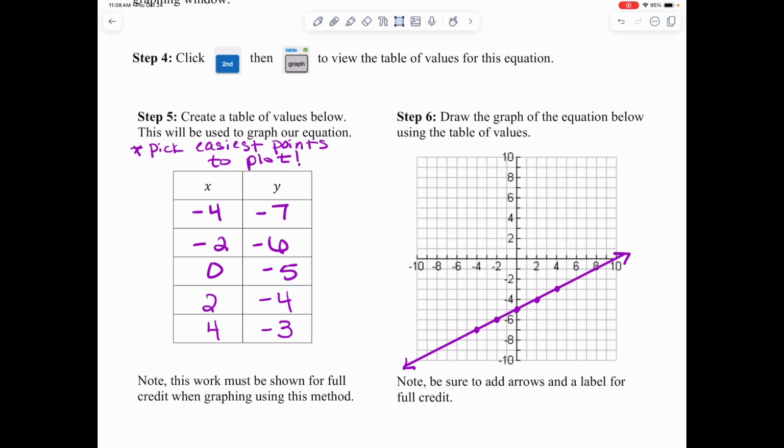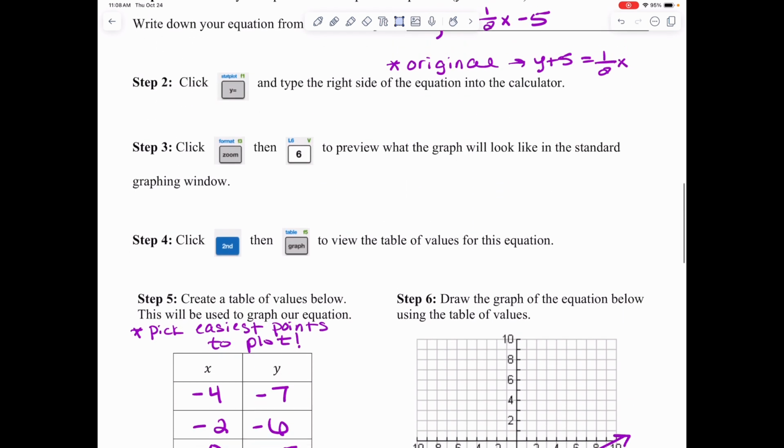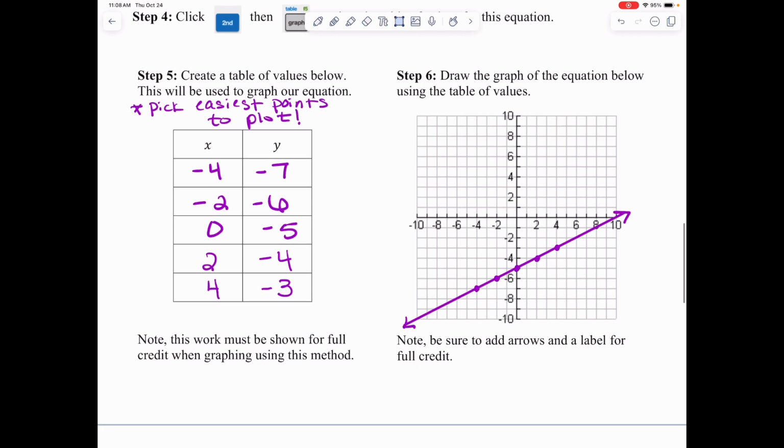And then we also want to make sure we label. We usually label with the original equation. So that was y plus 5 equals 1/2 x.